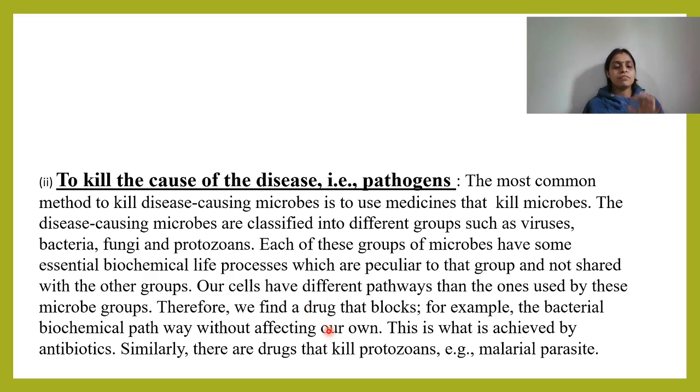Therefore, we find a drug that blocks, for example, the bacterial biochemical pathway without affecting our own biochemical pathway. So we should take a medicine such that the pathway of the pathogen will be inhibited, not the pathway of humans. This is what is achieved by antibiotics. Similarly, there are particular drugs for protozoans, fungi, and bacteria.